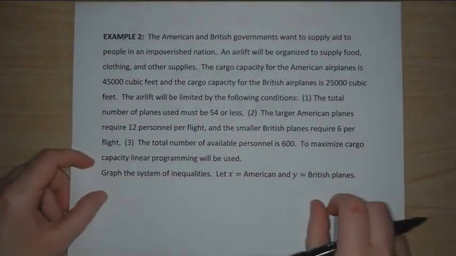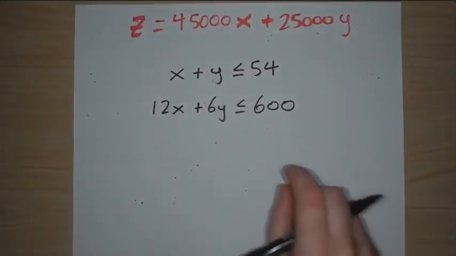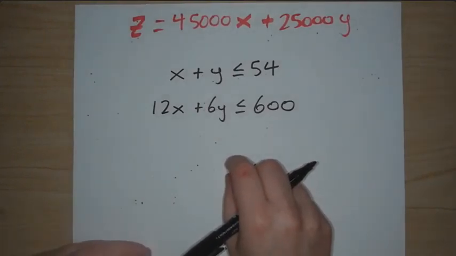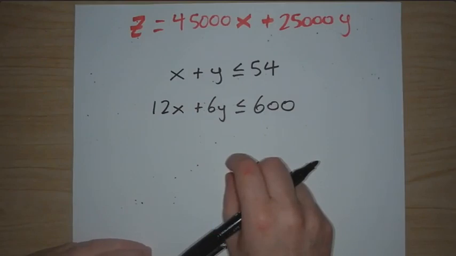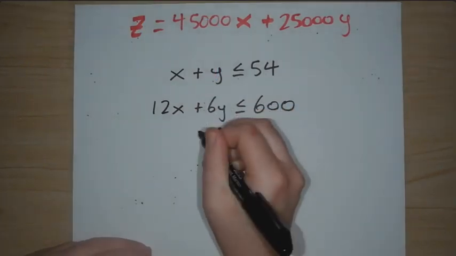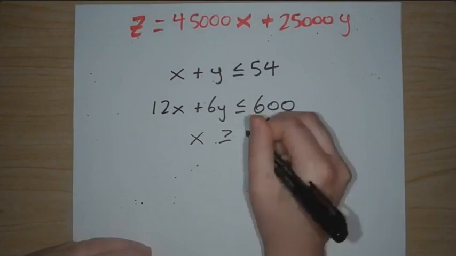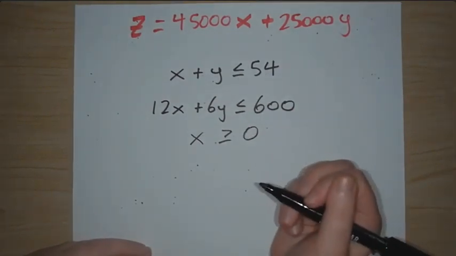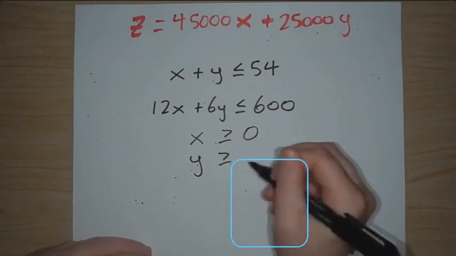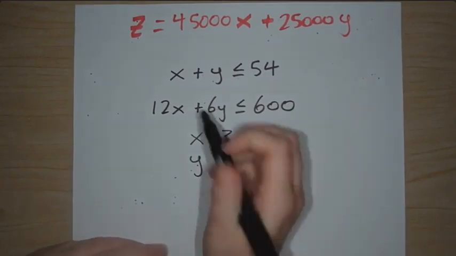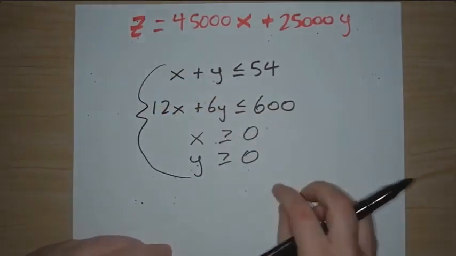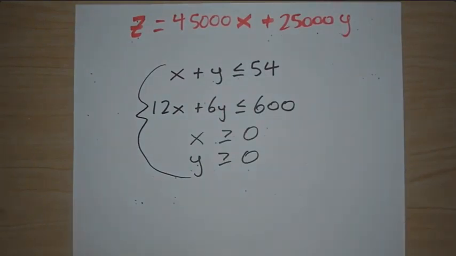The third and fourth conditions are not on here, but that's because this is a real problem. In real problems, generally, we're going to assume that we can't have negative amounts of American planes or negative amounts of British airplanes, so we want them to be greater than or equal to 0. Our x is going to be greater than or equal to 0, because we can't have negative American airplanes. And same thing goes for our y, because we can't have negative British airplanes. So we are subject to these 4 conditions.